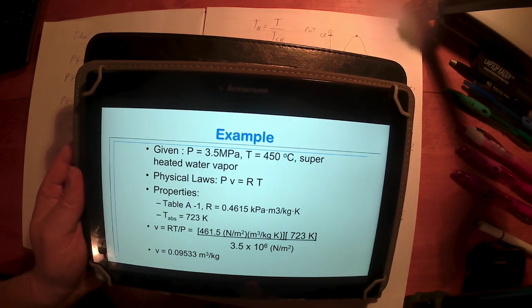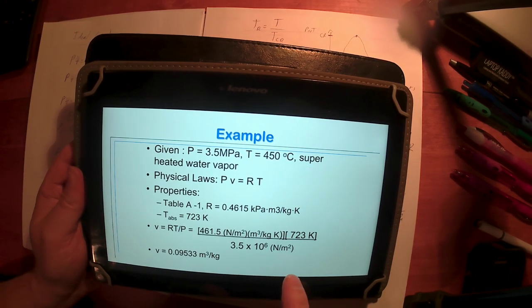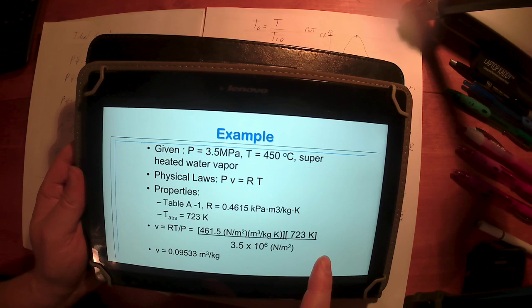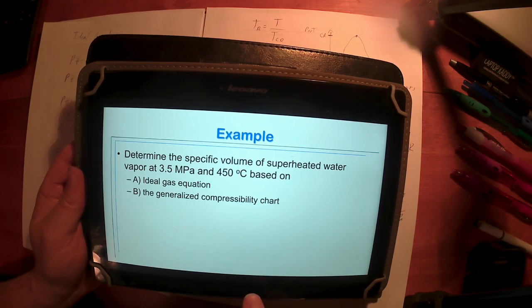Okay, so far, how is that on the screen? That's not terrible. Okay, so far, so good. Okay, so that's part A. Box in your answer. Underline it. Do something with it. Okay. Now let's do this another way. Let's use the generalized compressibility chart.